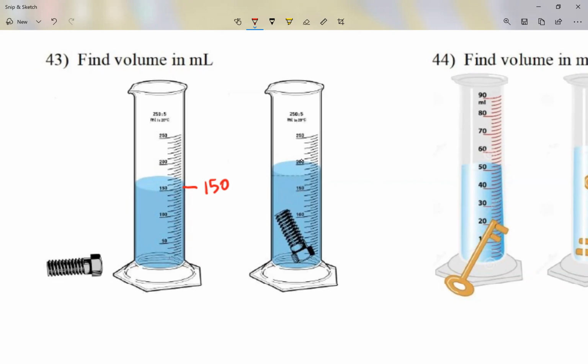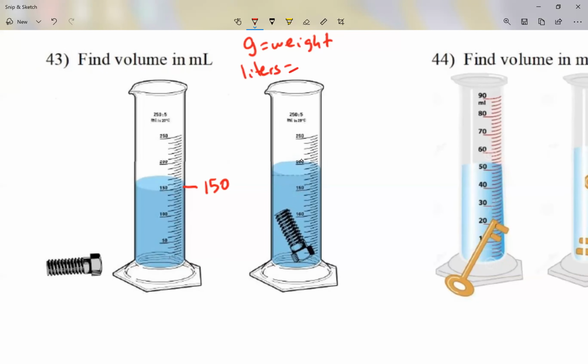By the way, for you guys to know, we use grams for weight, and liters for liquid. So I'm going to be using liters because I'm using liquid to measure how much space is in this little screw. So when the screw is outside, my water is at 150 milliliters, right? I can see that there.